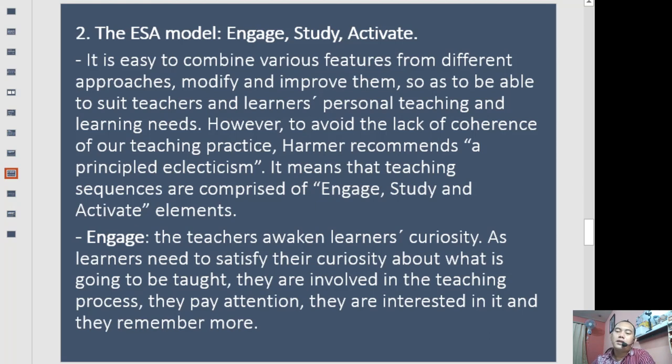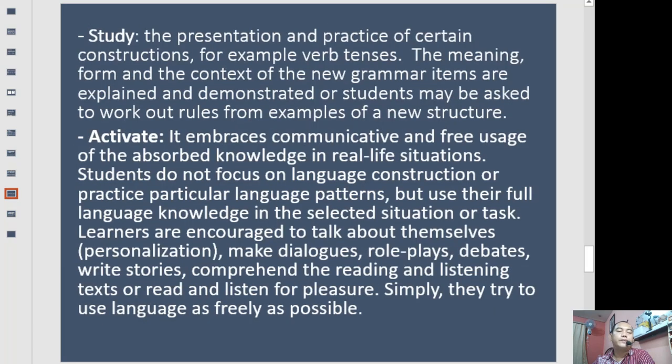The engage means that teachers awaken learners' curiosity, as learners need to satisfy their curiosity about what is going to be taught. They are involved in the teaching process. They pay attention, they are interested in it, and they remember more. Students can benefit from being engaged, so it is the teacher's responsibility to captivate their minds. During the engage phase, the teacher tries to arouse the students' interest and engage their emotions. The aim is to arouse the students' interest, curiosity, and attention.